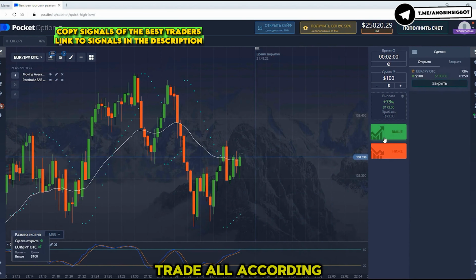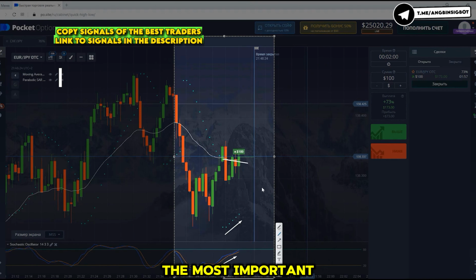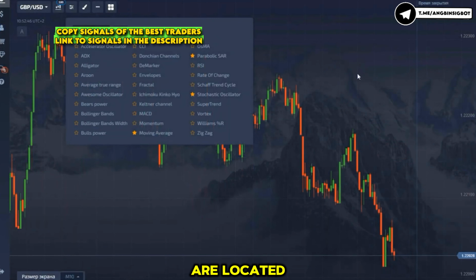Friends, I'm opening another trade, all according to our scheme, all based on the indicators. We're not inventing anything new. And it is high time to move on to the most important part, the setup of the indicators. Indicators, where they are located.